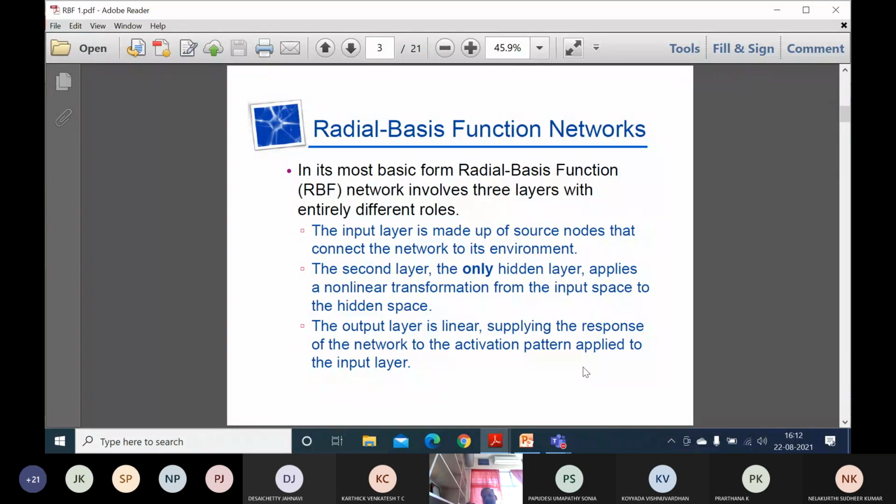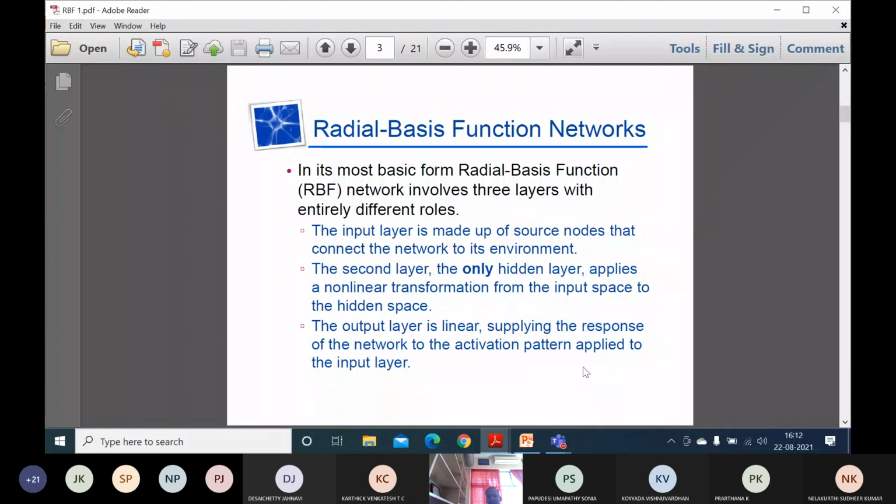Each node in the hidden layer is called an RBF unit. Instead of hidden units, we call them RBF units, and inside the unit we have various RBF functions. There are many RBF functions available, so we need to select an RBF function based on the application we are going to solve.